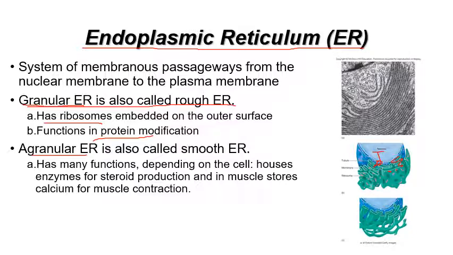Okay. Our agranular ER, endoplasmic reticulum, looks like this, the smooth. You don't see the little purple dots, the ribosomes, on here. Okay. It serves a different function. It makes enzymes for steroid production and stores calcium. We'll see that when we look at skeletal muscle and muscle contraction. Okay. So the granular ER is going to be involved in protein synthesis. Agranular is not involved in protein synthesis.